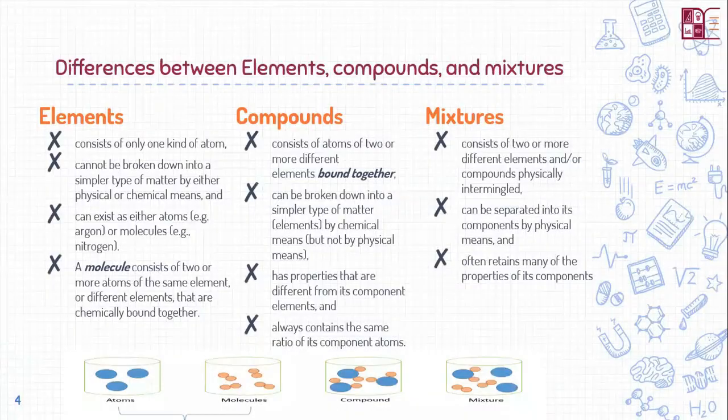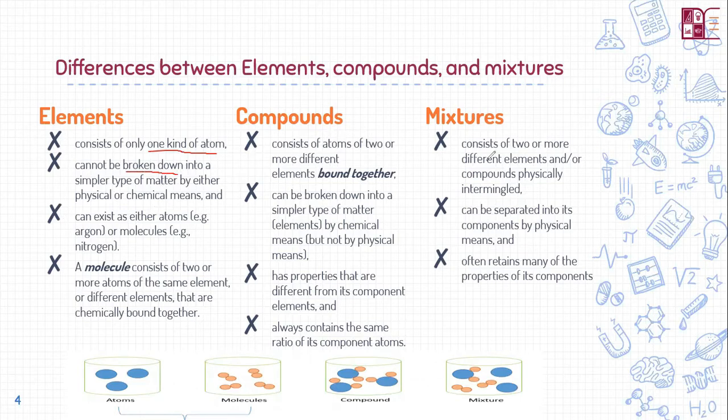So let's begin. First, I'm going to tell you what is basically an element, compound, and mixture. We all need to know about certain differences between all the three of them. Elements are substances which cannot be broken down into simpler substances, and they consist of only one kind of atom. So you can see that elements have only one kind of atom, and they will not be broken down into simpler substances by any kind of means, by physical or chemical means.